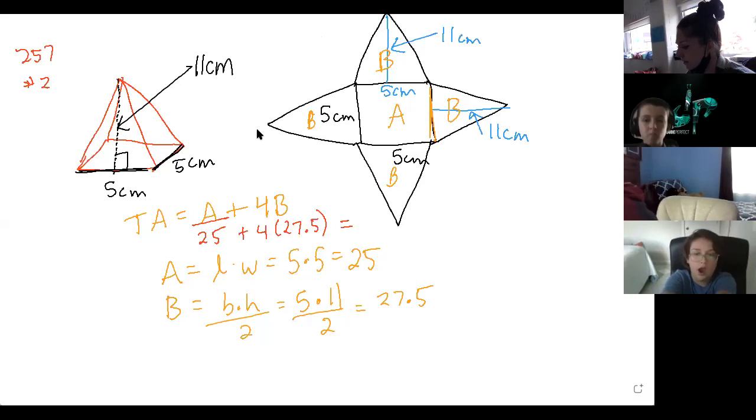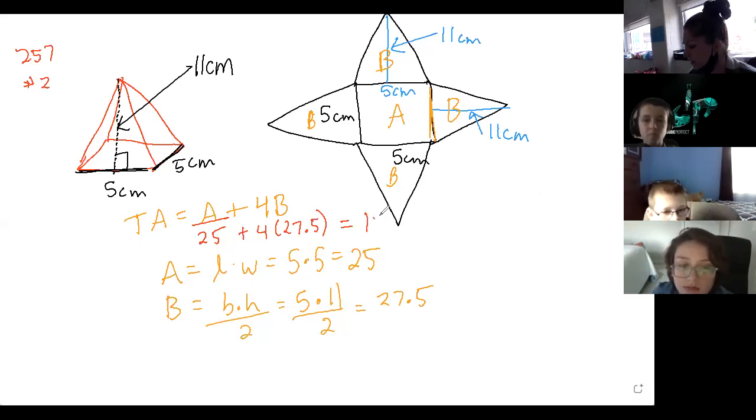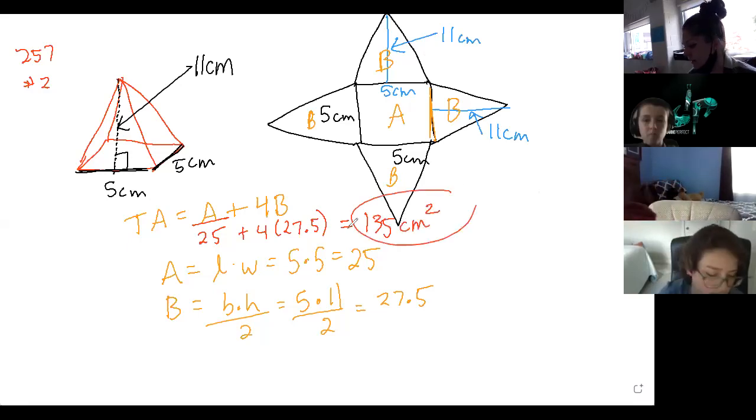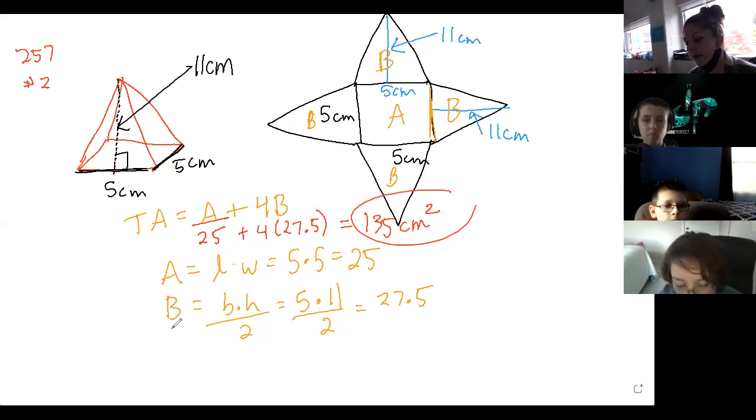I can just pop it up on my screen here. 27.5 times 4 is 110 plus 25 more. 135, guys? Yeah. 135 centimeters, and it's squared because it's flat. So 4 times 27.5 is 110. 110 plus 25 more is 135. How are we feeling about this? A little bit better.